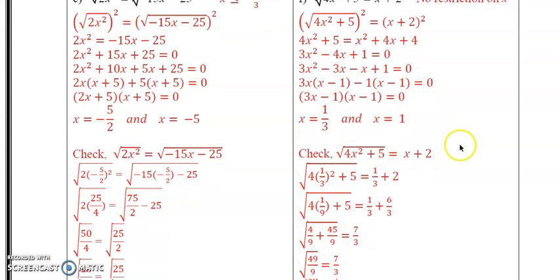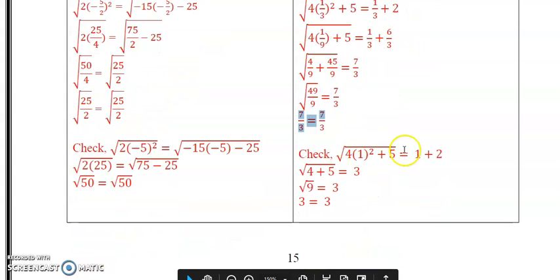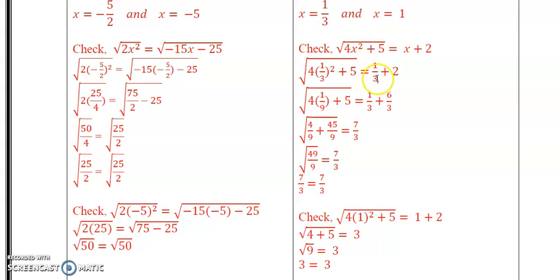So we're going to verify both of these. I'm going to verify the 1/3 first, and when I do, I get 7/3 is equal to 7/3, so that's okay. And I'll verify the 1, and that works as well. So no extraneous roots. Both roots are good to go.